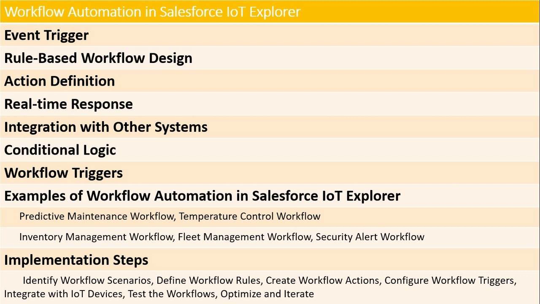Implementation steps. Identify workflow scenarios. Determine the specific scenarios or events that should trigger automated workflows. Define workflow rules. Set up rules within Salesforce IoT Explorer to define the conditions that trigger each workflow. Create workflow actions. Specify the actions that should be executed when a workflow is triggered. This may include updating records, sending notifications, or invoking external services.